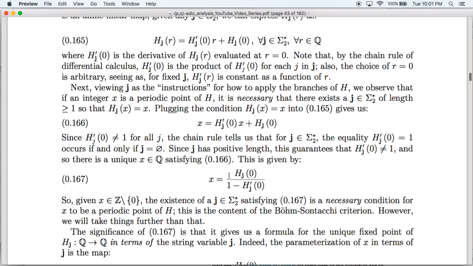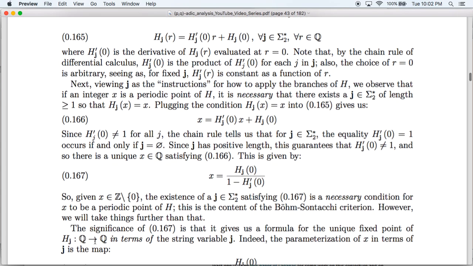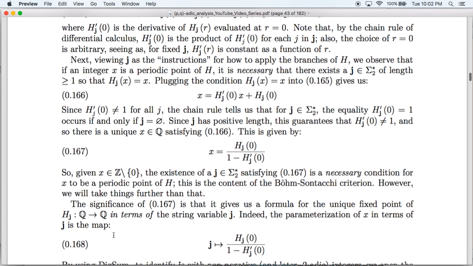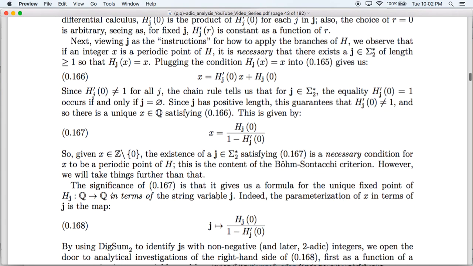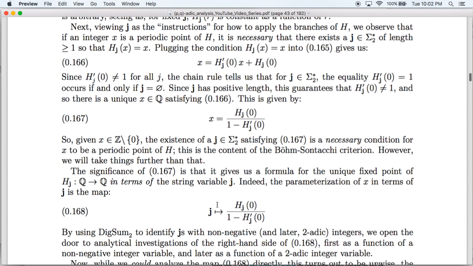So the existence of such a j is a necessary condition for x to be a periodic point of h, and this is precisely what Böhm and Sontacchi found. However, we're going to take things further than that. The significance of this formula is that it gives us a formula for the unique fixed point of h bold j in terms of our string variable j. So instead, let's view this as a map which accepts bold j as input and outputs this rational number.